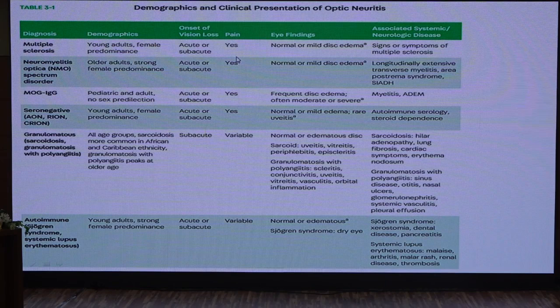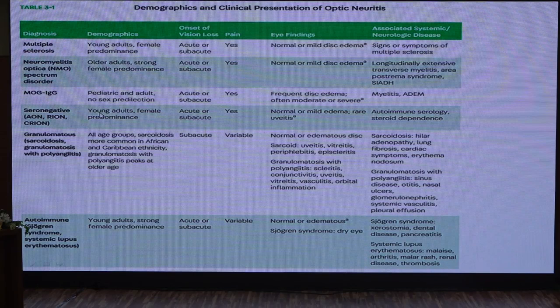Coming to MOG antibody associated disease. It usually presents in the pediatric age group, mostly after a viral infection or after vaccination, and these patients have frequent disc edema. In brain and spine they can present with, again, longitudinally extensive transverse myelitis or acute disseminated encephalomyelitis. Coming to the seronegative types of optic neuritis, which are autoimmune optic neuropathy, relapsing isolated optic neuropathy and chronic relapsing inflammatory optic neuropathy.